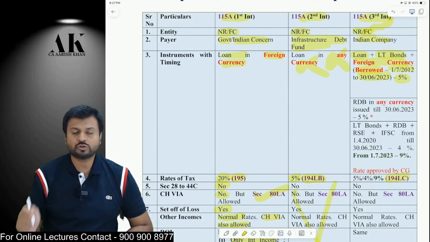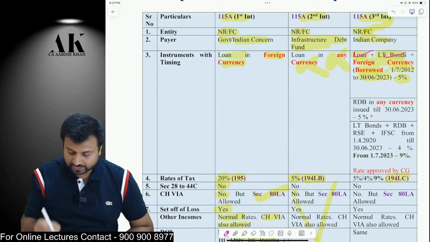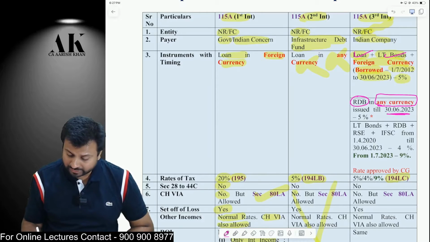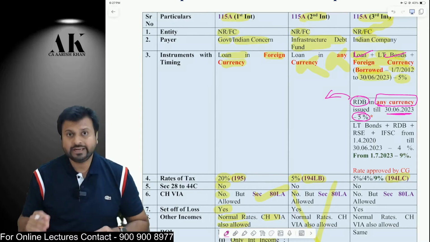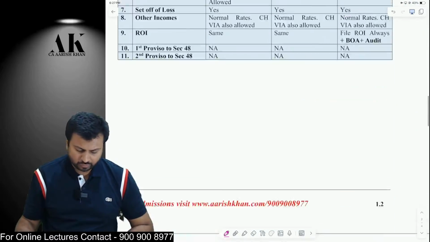Now, there is one more instrument which is over here. Apart from loans and long-term bonds, there are rupee denominated bonds which are covered over here, and that should be in any currency, need not be in foreign currency. It can be foreign currency, it can be Indian currency, and that should also be issued till 30th June. Here the tax rate is 5%. Now here there is a catch. In case of some rupee denominated bonds, interest is exempt. Which are those lucky rupee denominated bonds?